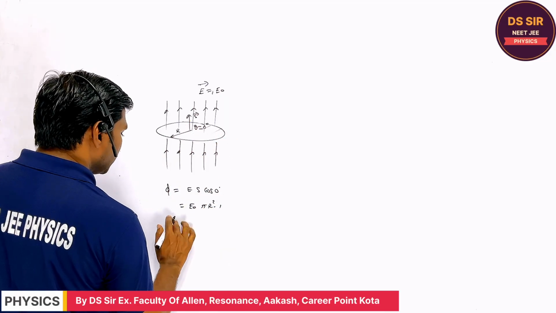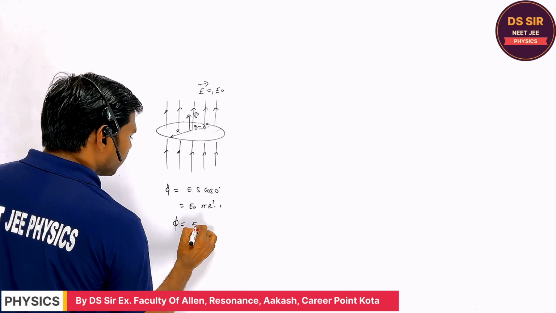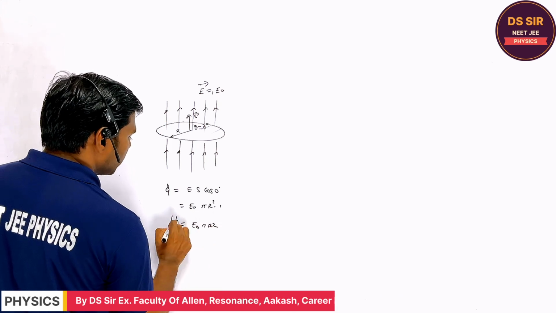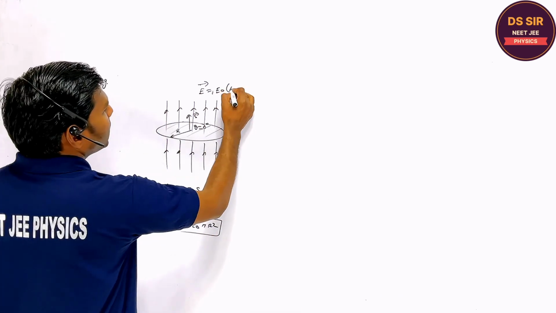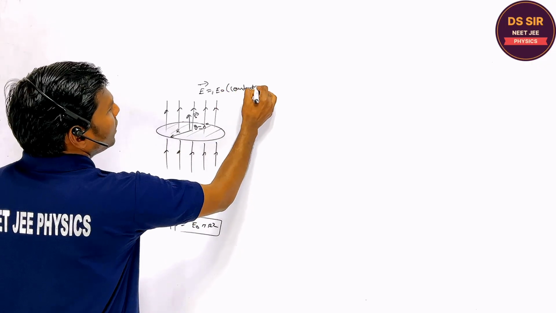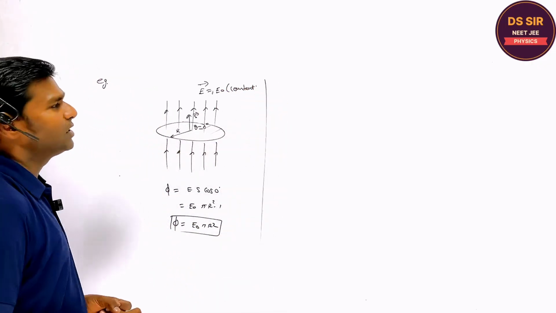So the electric flux linked with this surface is E naught into pi r square. This is for the constant electric field. Is it clear or not? Now what happens if the electric field is variable?